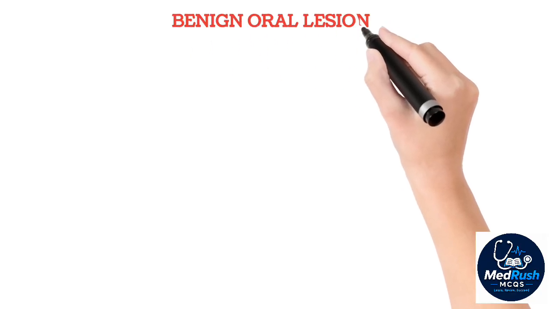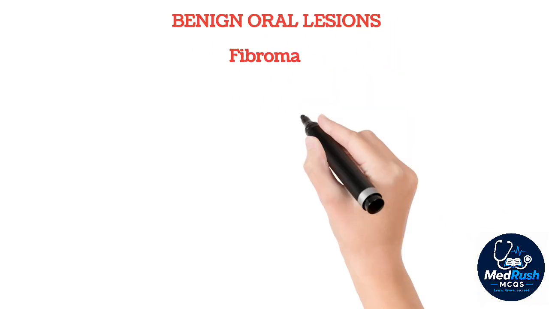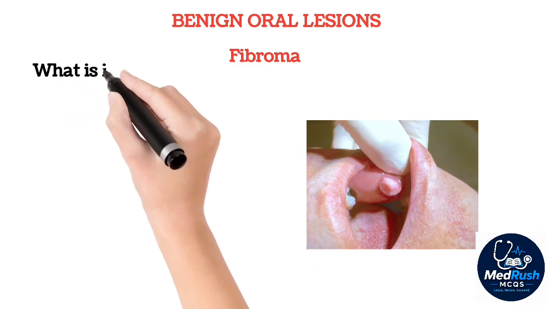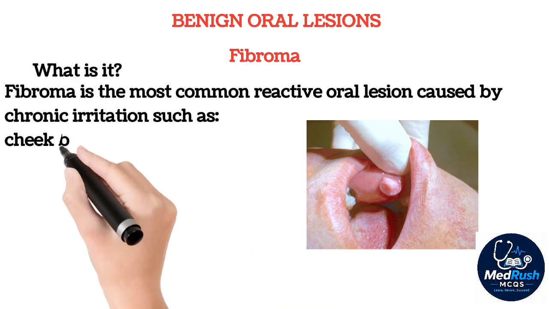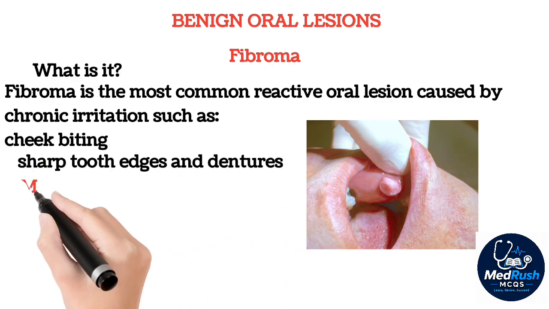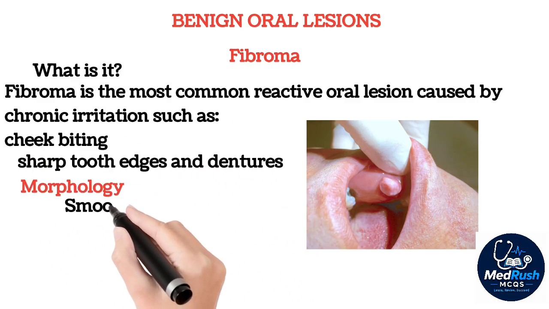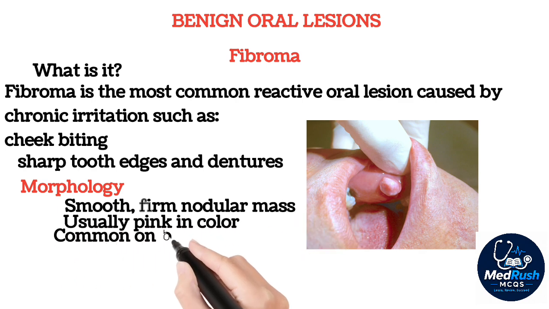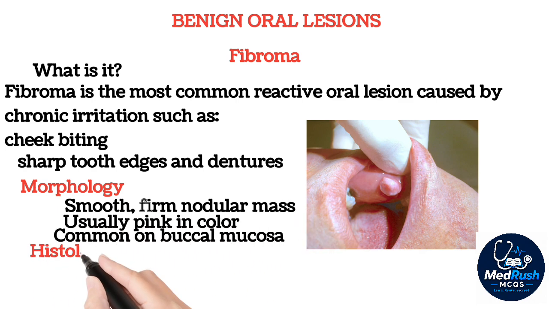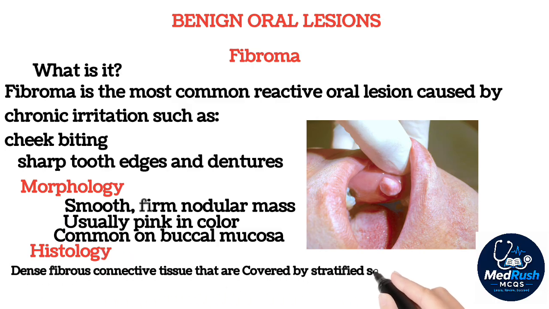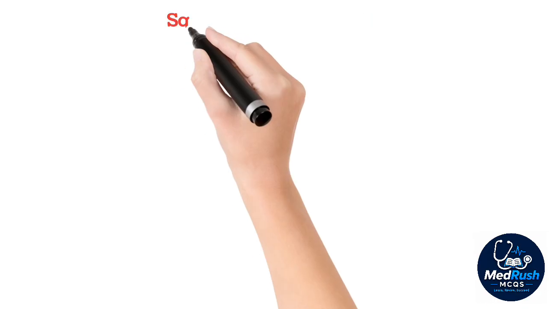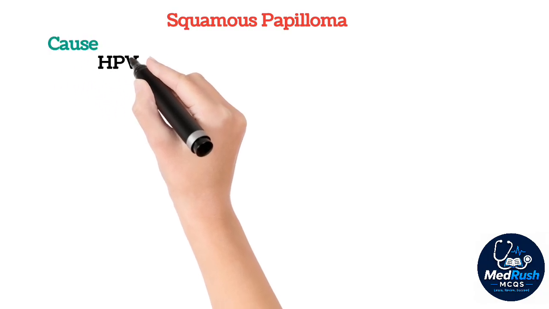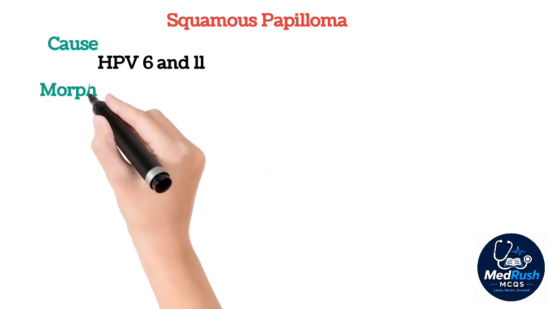Fibroma is one of the most common benign oral lesions and usually develops as a reactive lesion due to chronic irritation or trauma, such as cheek biting or irritation from dentures. Morphologically, it appears as a smooth, firm nodular mass that is usually painless and slow-growing. Histologically, fibroma consists mainly of dense fibrous connective tissue covered by stratified squamous epithelium. An important point is that fibroma is considered a reactive hyperplasia rather than a true neoplasm.